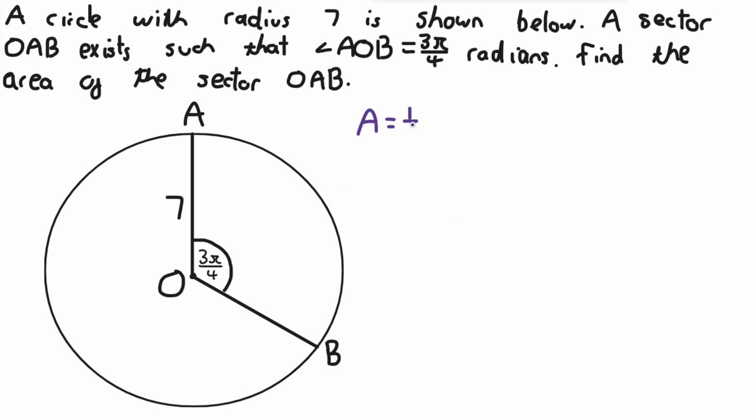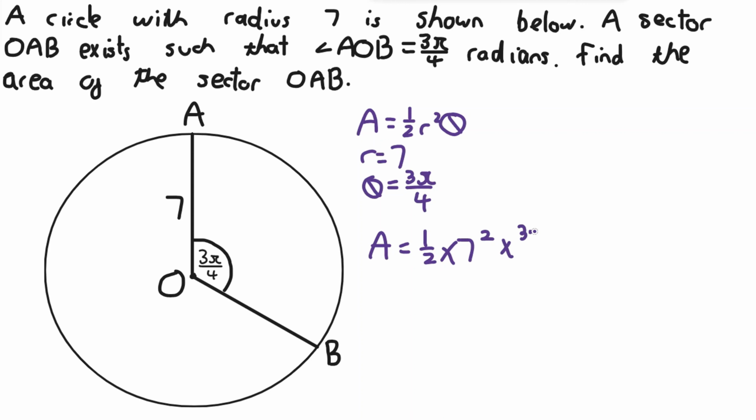A is equal to half r squared theta, where r is equal to 7 and theta is equal to 3 pi over 4. So therefore the area is equal to half times 7 squared times 3 pi over 4, which if you put into a calculator, the area is equal to 57.73.